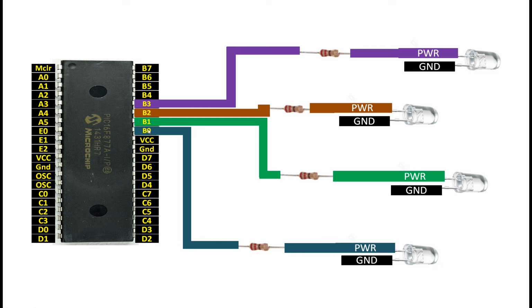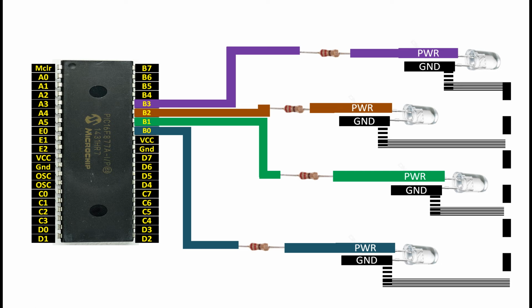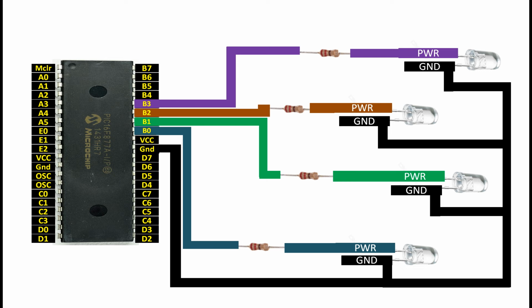We will shift our bit in such a way that whenever this LED blinks, then when we shift a bit, this LED will turn on. After that this will turn on, this will turn on, then they will go back: this will turn off, this will turn off, this will turn off. That's how we are going to use our bit shifting here. Now for the ground pin, just connect them and send it to the common ground of the PIC like this. In this way our hardware is completed.